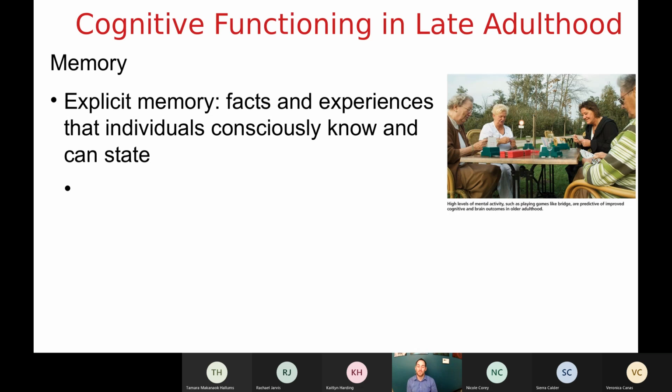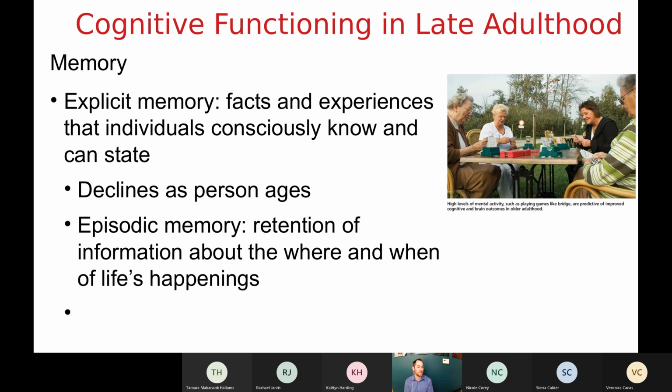Memory is another cognitive capacity that we've talked about in previous chapters. So explicit memory is those facts and experiences that we know or can state and recall. So memory does decline as a person ages. Specific pieces of memory are more likely to decline than others though. So episodic memory, this is essentially memory of episodes of your life. So where were you, what were you doing when something was happening? Your wedding day, when you graduated high school or graduated college, those kinds of things might be episodic memories.